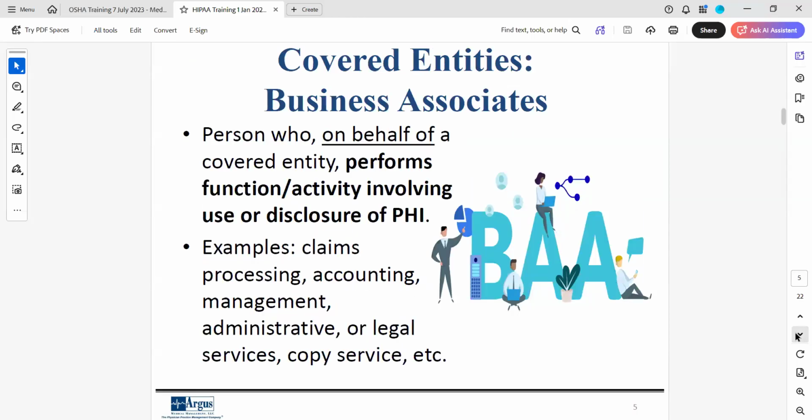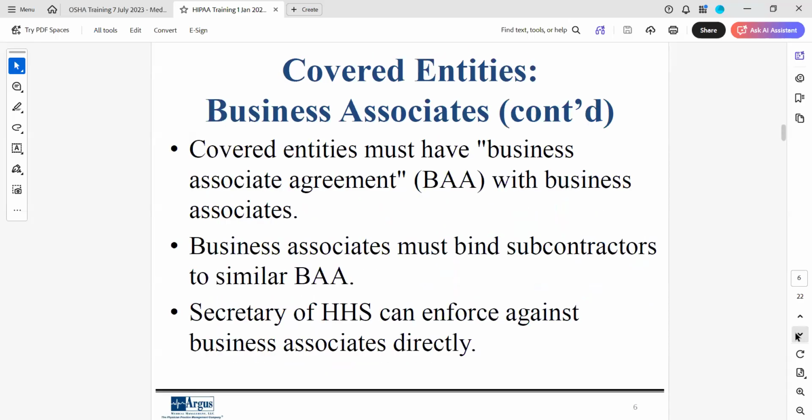Covered entities also work with business associates. A business associate is a person who, on behalf of that covered entity, performs a function or an activity involving the use or disclosure of PHI. For example, whoever is processing your claims, somebody in your accounting department, part of your management company, your administrative people, legal services, copy services. These would all be considered business associates if they are not part of your actual core company.